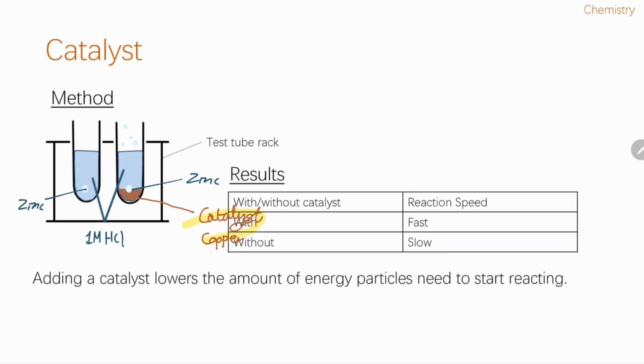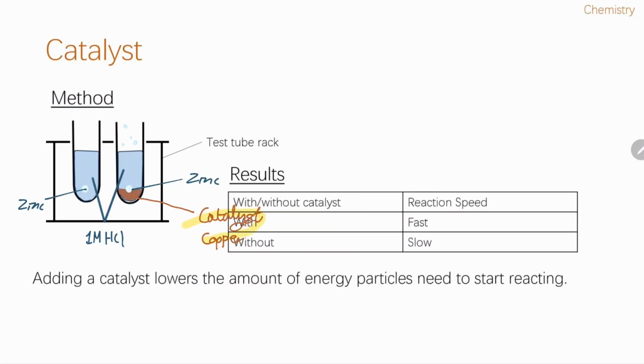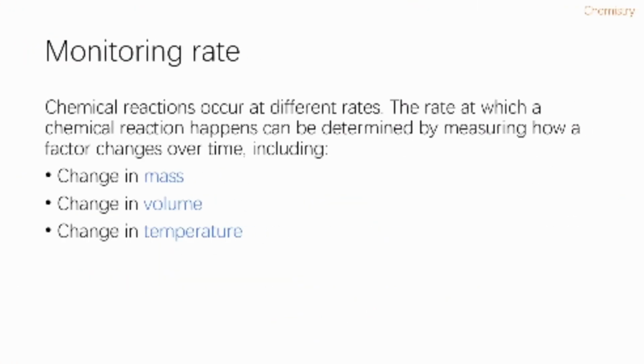Results, with or without catalyst. With, fast. Without, slow. Because it lowers the amount of energy the particles need to start reacting. So the reaction happens much faster.